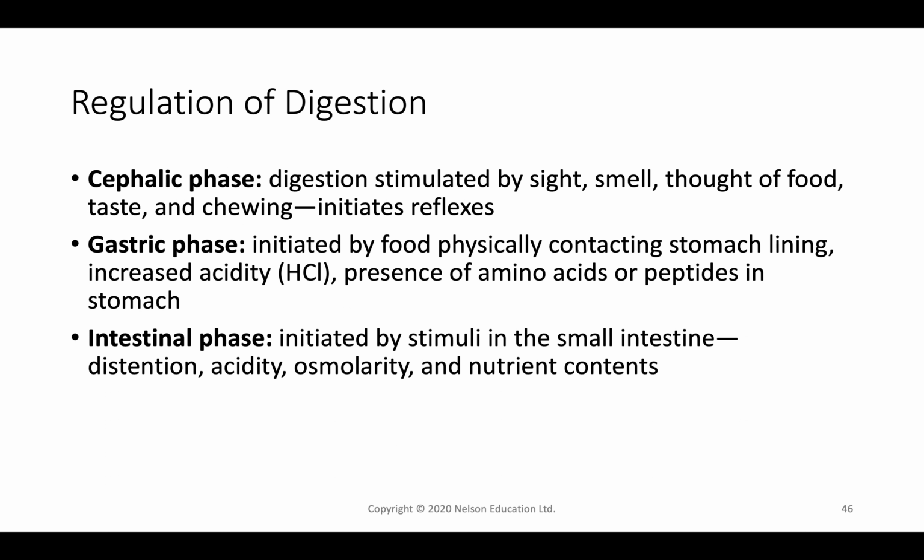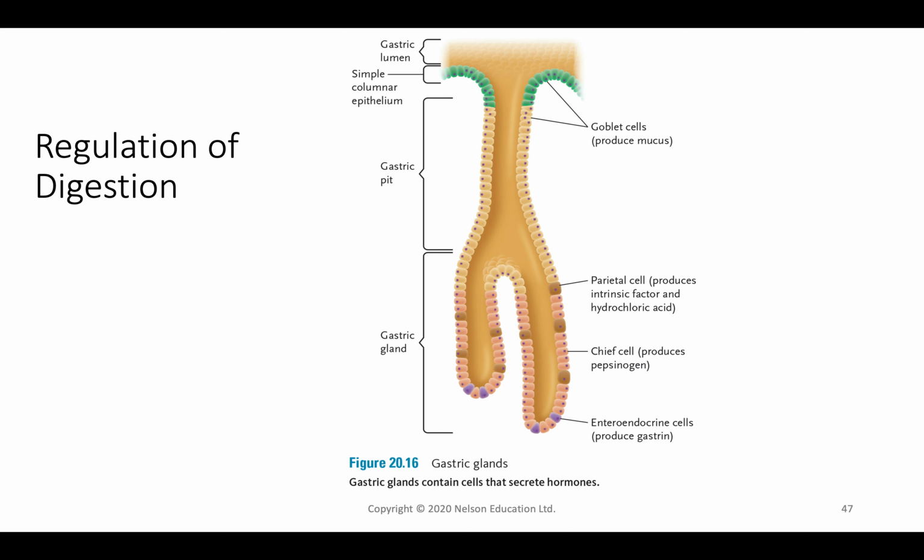And the intestinal phase is initiated by the stomach pouring its contents into the small intestines. So as soon as we get stimulation in the small intestines by either distension or acidity, which would happen if it came out of the stomach, right, or osmolarity and/or the nutrient contents in the intestines.